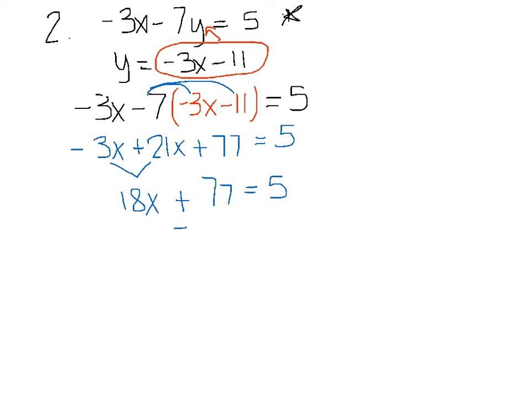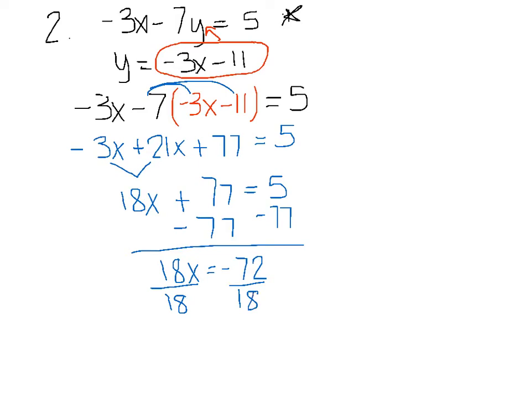To solve for x, I'm going to subtract 77. So I'll have 18x is equal to negative 72. And when I divide by 18, I will have x is equal to negative 4. So remember, our answer is going to be an ordered pair. So we have the x part. Now we have to go find the y part.